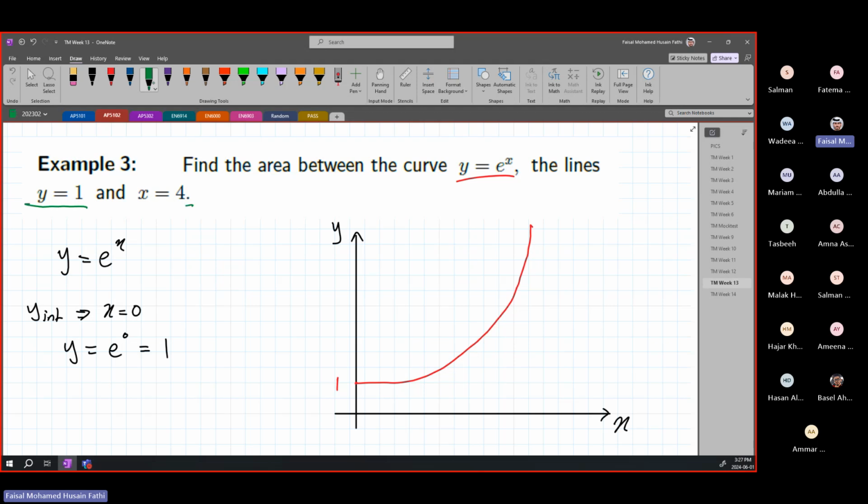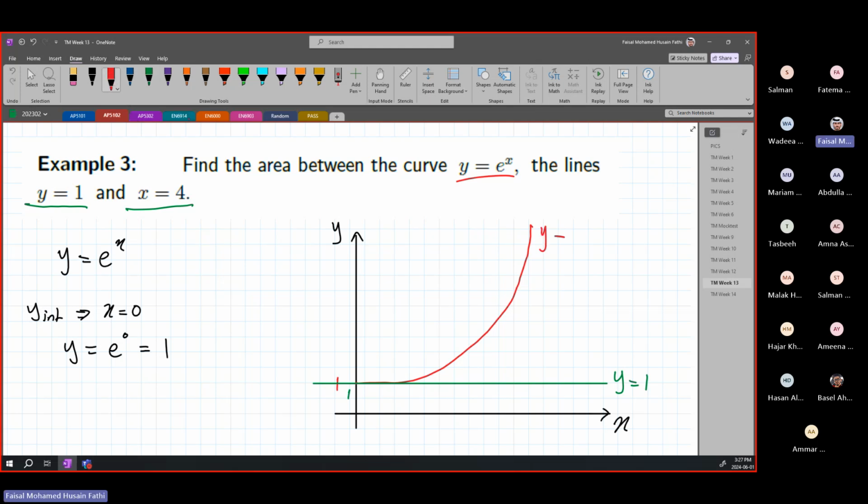Y is equal to 1 and x is equal to 4. So y is equal to 1. Now we're looking at the y-axis, meaning we are looking at where it is intercepting with 1. This is our line, y is equal to 1. It is a horizontal line that is going through the value 1.